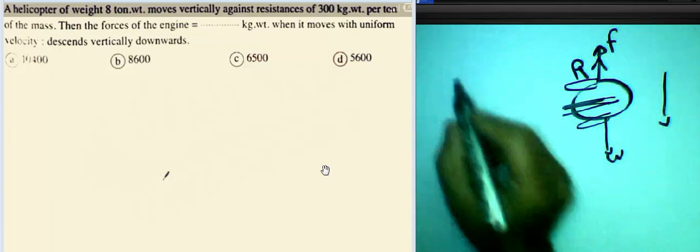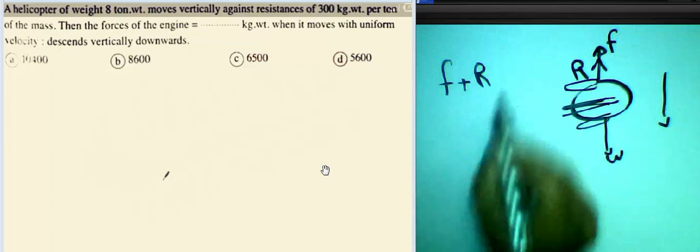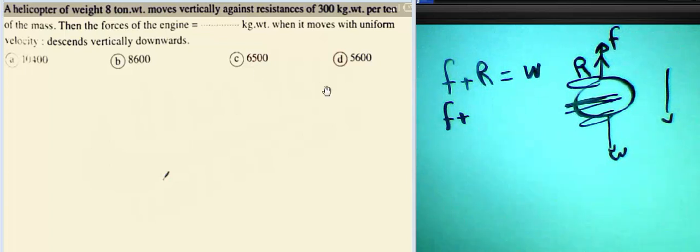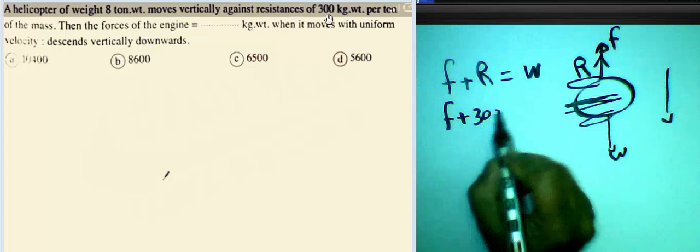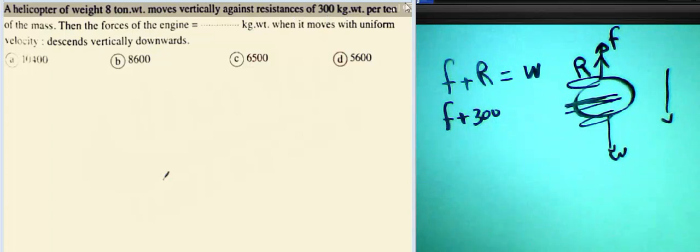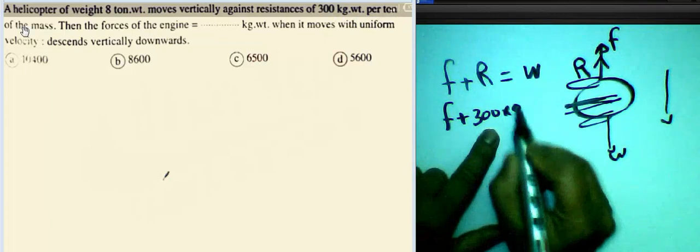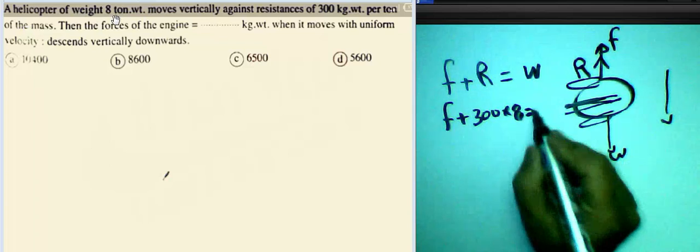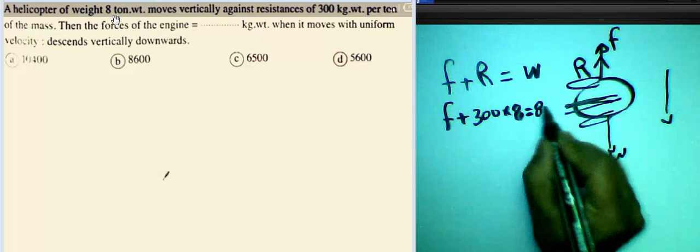Okay, then you can write force plus resistance equals weight. Then the force here plus the resistance. He gives us the resistance here, 300 kilogram weight per ton. How many tons? We have 8 tons. Look here, 300 kilogram weight per ton. This word per ton means multiplication by the number of tons, 8. Equal weight. If the weight here is 8, it means 8,000. Convert from ton to kilogram by multiplication by 1,000.